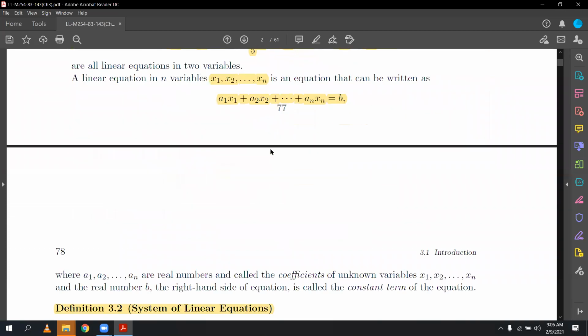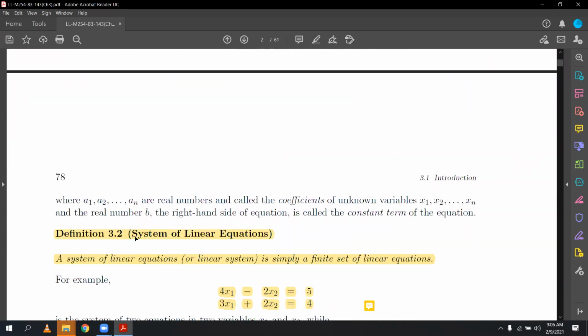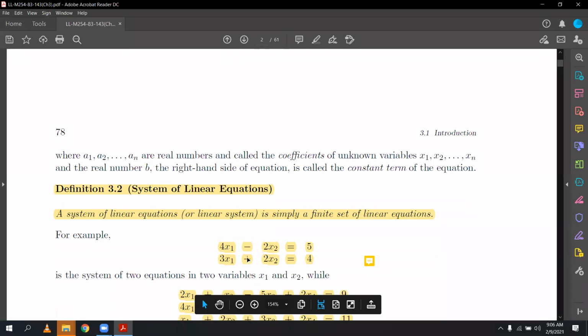So when you increase the number of linear equations, then we call it a system of linear equations. So what does a system of linear equations mean? It means you are given a finite set of linear equations. Finite means you must know how many: 2, 3, 4, 5, 22 million here. System means you are given more than one linear equation at a time. We call it a system. For example, this is a system of linear equations because you have more than one equation.